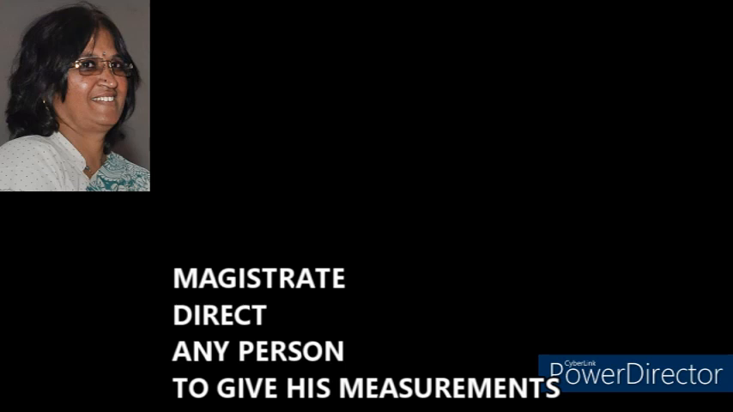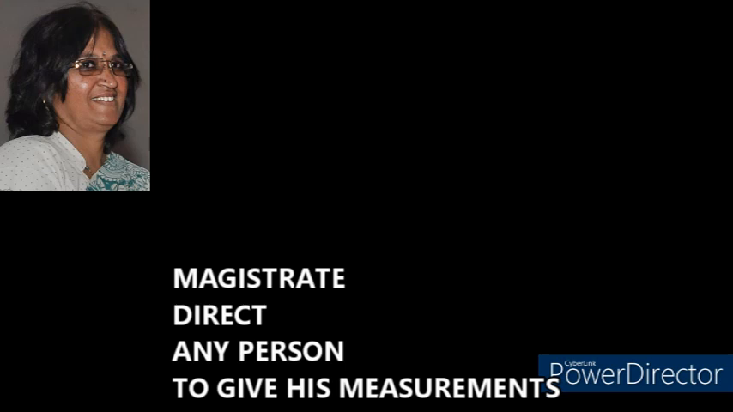Then 8.3. Every rule made by the Central Government under this Act shall be laid, as soon as may be after it is made, before each House of Parliament while it is in session for a total period of 30 days, which may be comprised in one session or two or more successive sessions. And if before the expiry of the session immediately following the session or the successive sessions aforesaid, both Houses agree in making any modification in the rule, or both Houses agree that the rule should not be made, the rule shall thereafter have effect only in such modified form or be of no effect, as the case may be. So, however, that any such modification or annulment shall be without prejudice to the validity of anything previously done under that rule.